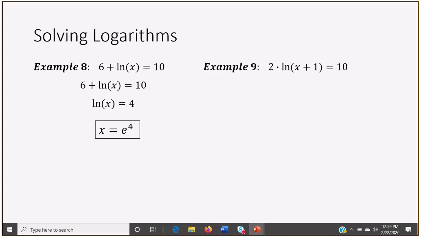Very similar concept with this question. I have 2 times ln of x plus 1 is equal to 10. I divide both sides by 2, and then now I have my logarithm by itself. It might not feel that way because I have an x plus 1 in this case, but that x plus 1 is my input of my logarithm, so I can't move that 1 over. In this case, I'm going to translate at this point, so it would become x plus 1 is equal to e to the 5th, and then I would just subtract 1 from both sides.